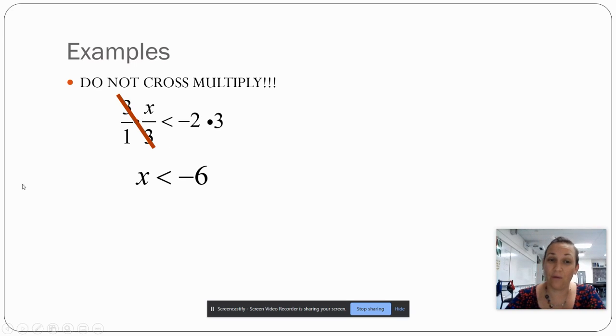So again, it's not about what your answer is. It's not about what this number is. It's the number that you're moving. And we only really care when you're moving it by multiplying or dividing. Let's try another one.